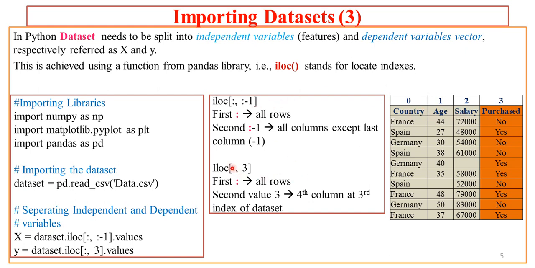So here, for example, I have used for the x variable all rows and all columns except the last one. But for my y variable, I need only the last column. So what is the index of the last column in this data set? It is index 3. So I have used here iloc, colon means all rows, comma, and here 3. 3 indicates that I want only one column, that is the third column of this data set.